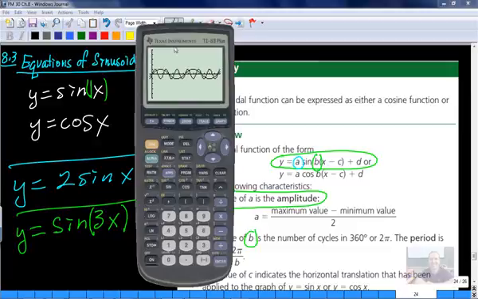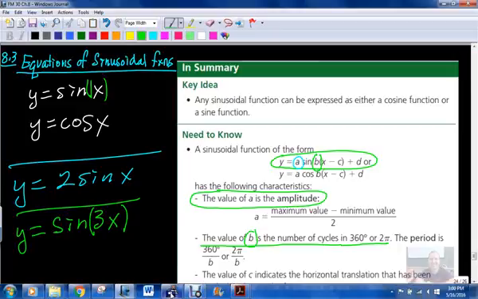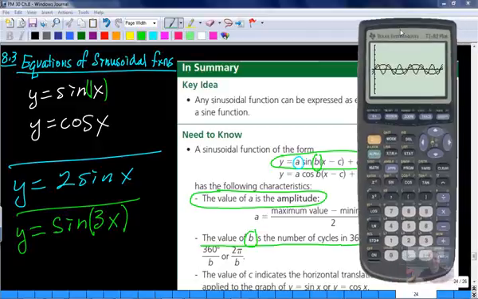One way you can look at this is just what it says here in the notes. The value of b is the number of cycles in 360 degrees, or 2 pi radians. So that's the first way you can look at it. Look at how many cycles I have. Now 2 pi is right here. Okay, that's 2 pi right there. How many cycles do I have? I have 1, 2, 3. I have 3 full cycles where normally I have 1. So that's the first way you can look at what the b value does.